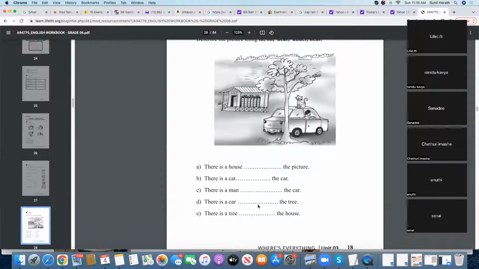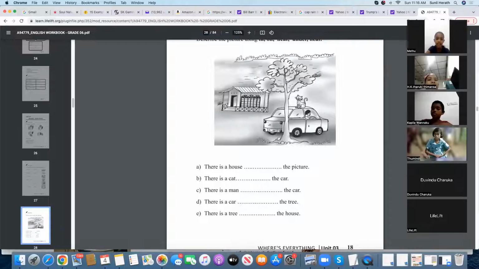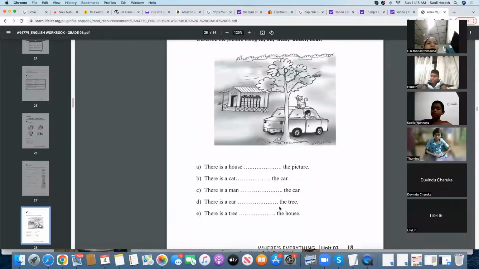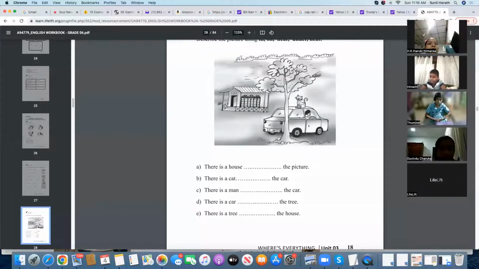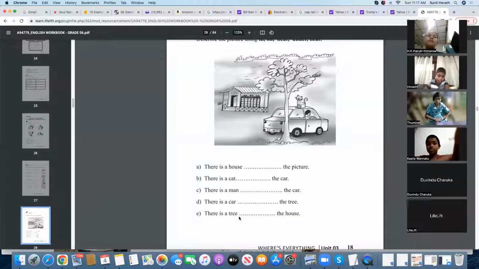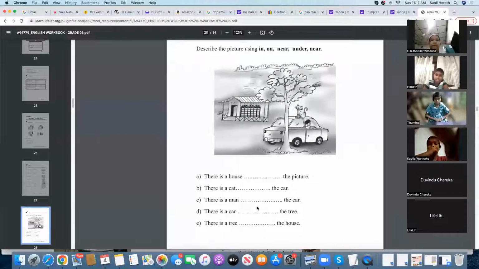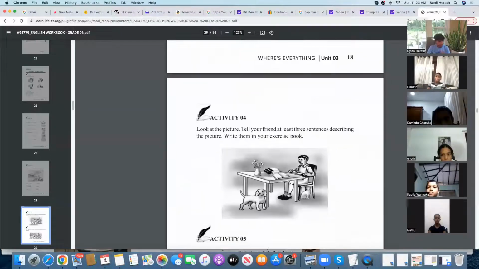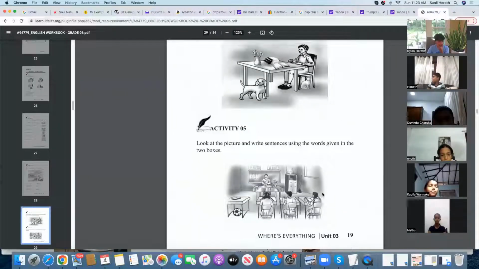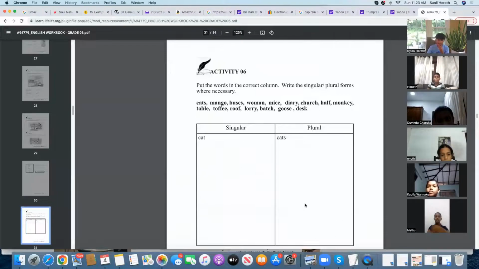What is D? There is a car near the tree. Yes. What is E? Himath. There is a tree near the house. Yes. Thank you. So the next activity I have for us is lesson 6.